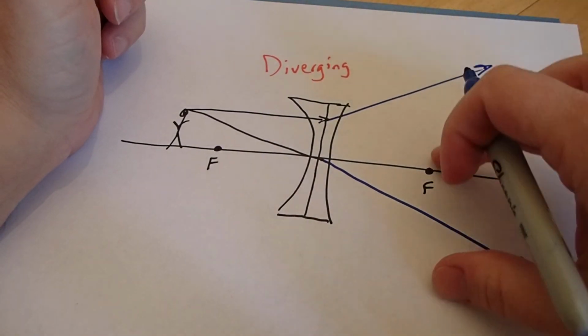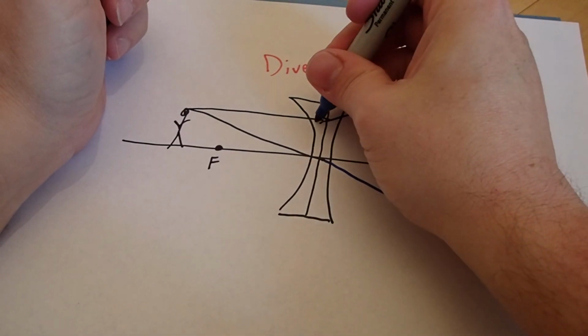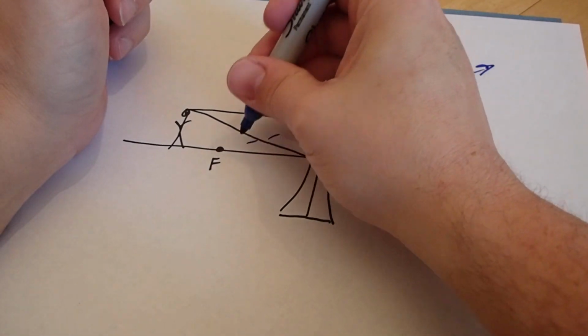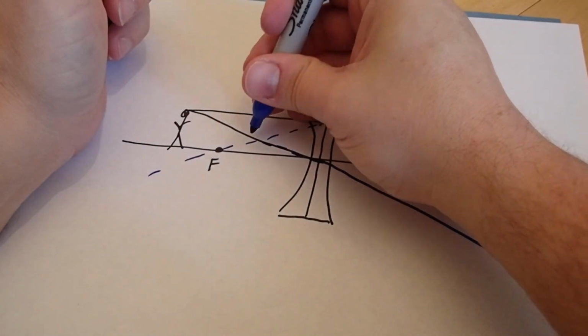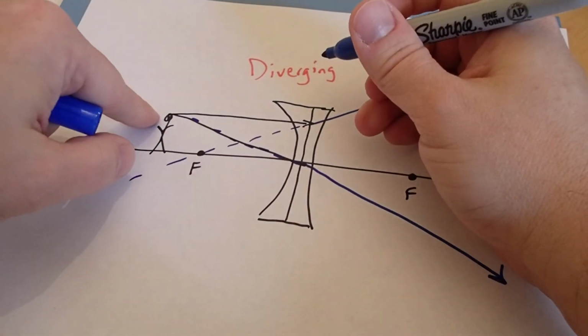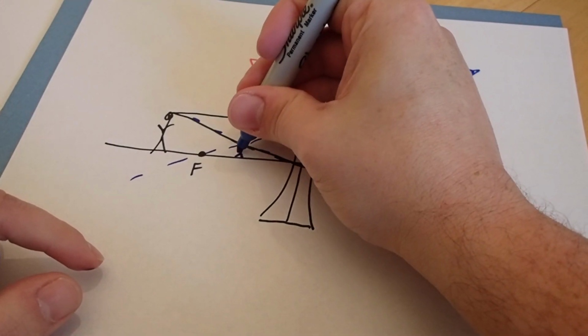Okay, but I don't make an image over here, is what you would say. But remember, you can backtrack through the focal point. And this line, by the way, if you backtracked, it would be back to the point of origin. And so where they cross is right here. And this is where your image is.